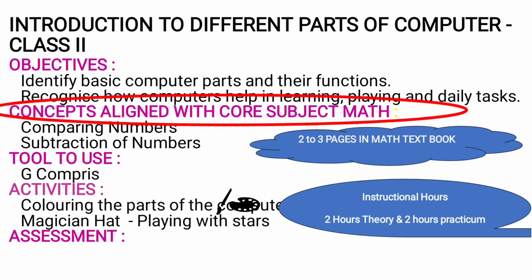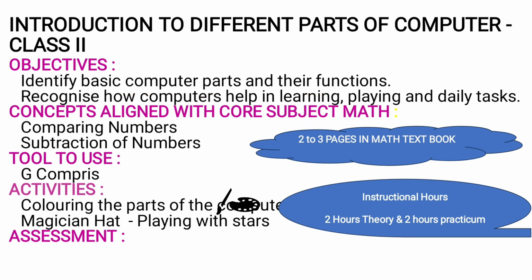Next, concepts aligned with core subject math. So, in this, we have comparing numbers and subtraction of numbers. These 2 activities will be practiced by the students in G Compris tool. In this video, you will find how to play those games.